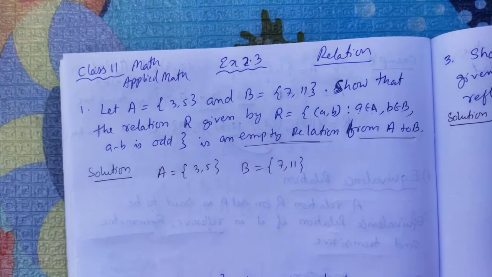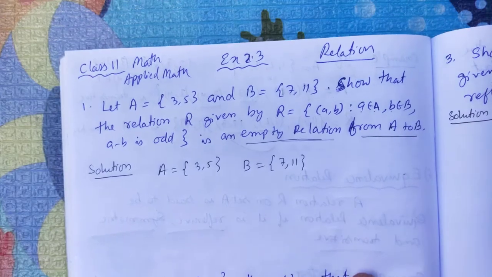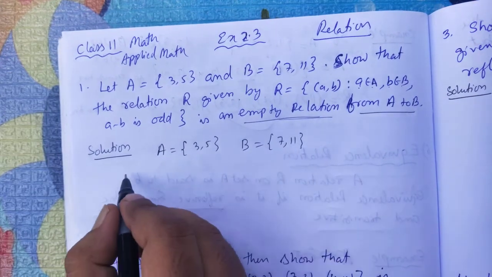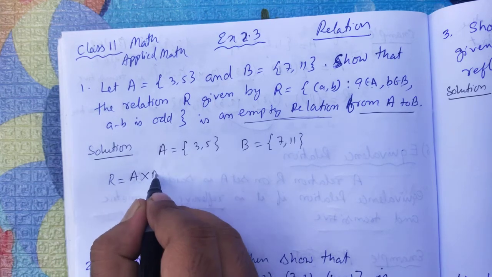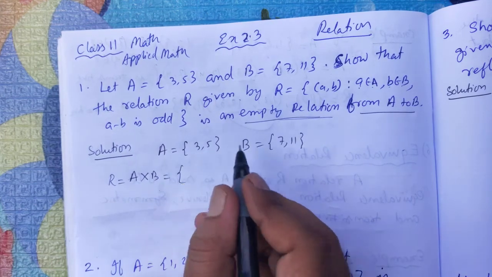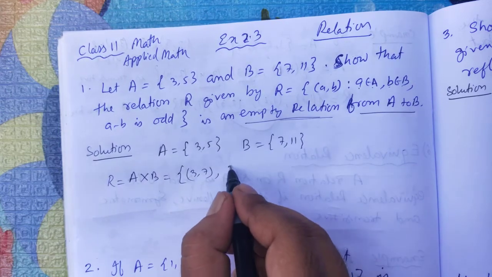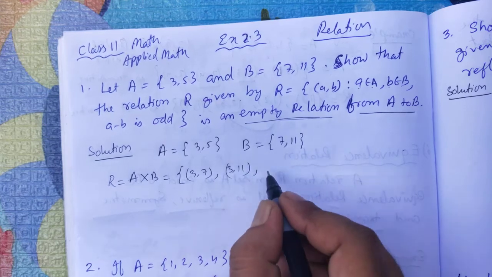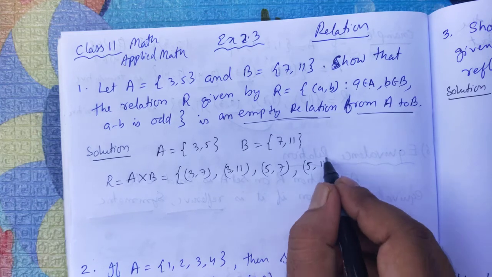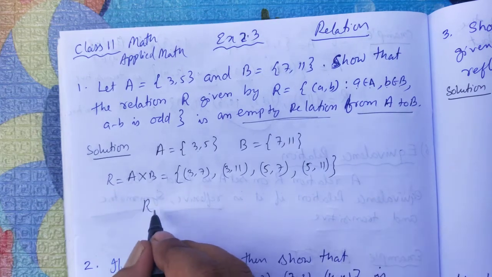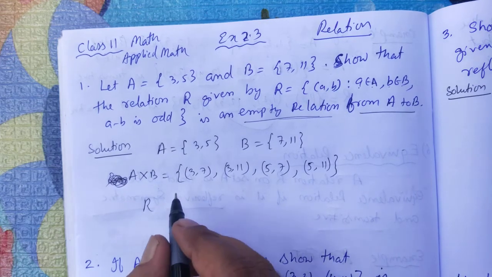So when they say from A to B, find the cross product to get the relation. So it will be (3, 7), (3, 11), (5, 7), (5, 11). Now find out the relation from there. So only this is the cross product, okay? We are going to find the relation now.